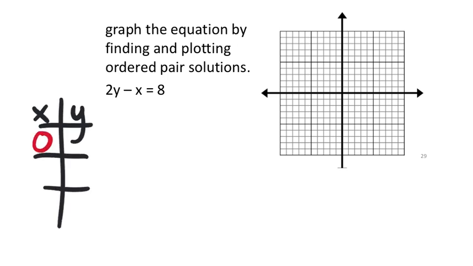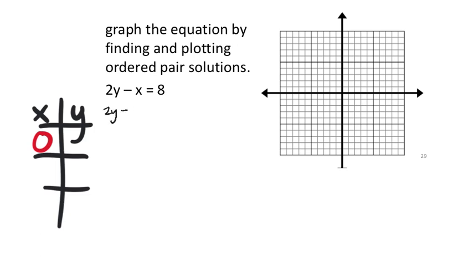I'm going to start with x is 0. Why x is 0? I don't know, just because. But I know that by choosing an x value that's 0, it should be a y-intercept, which means it has to be on this line right here, okay? So I go to the equation.